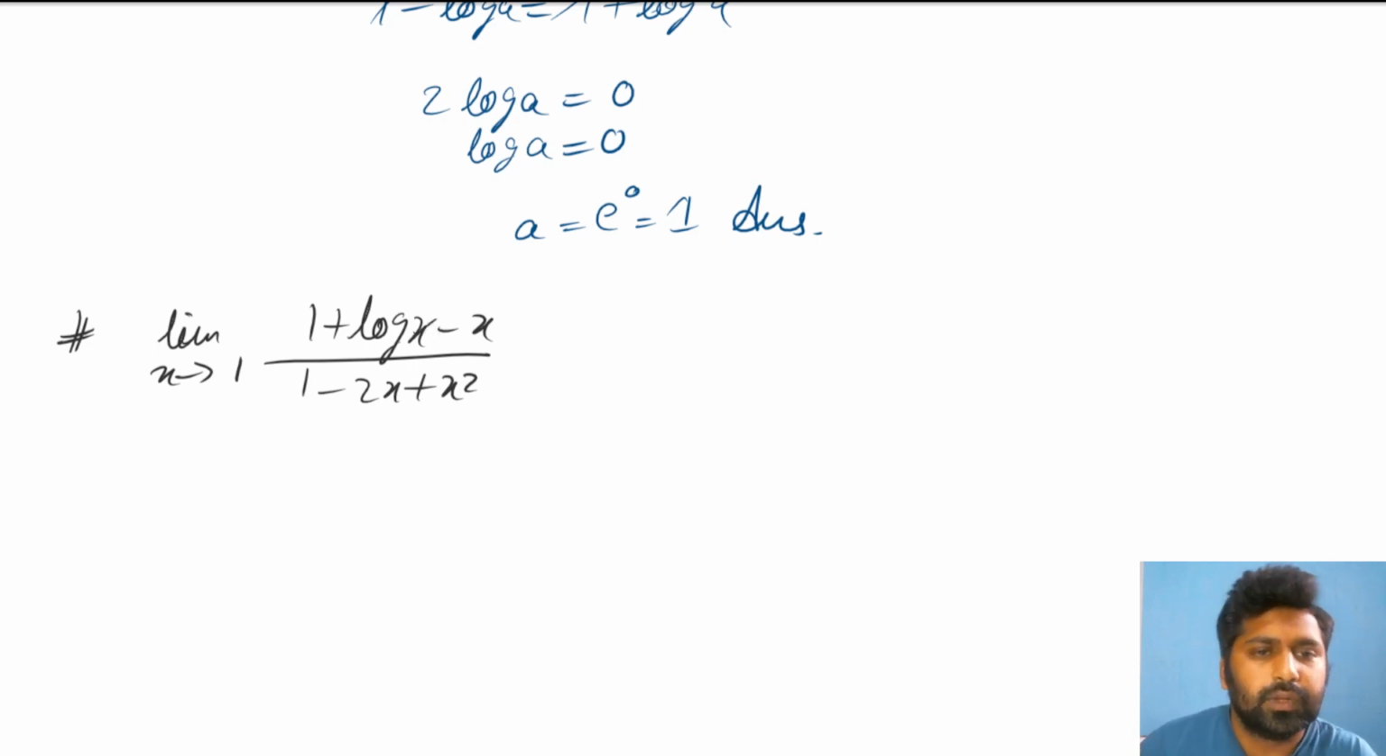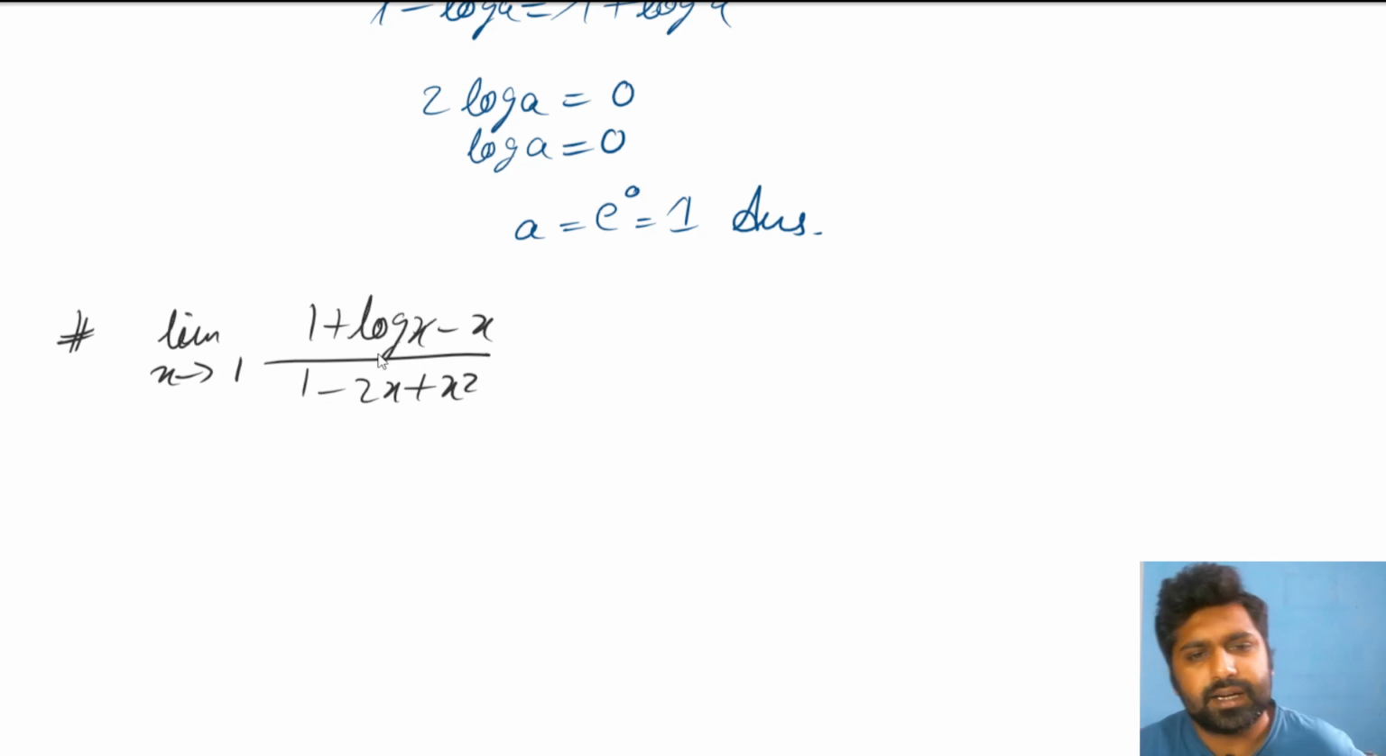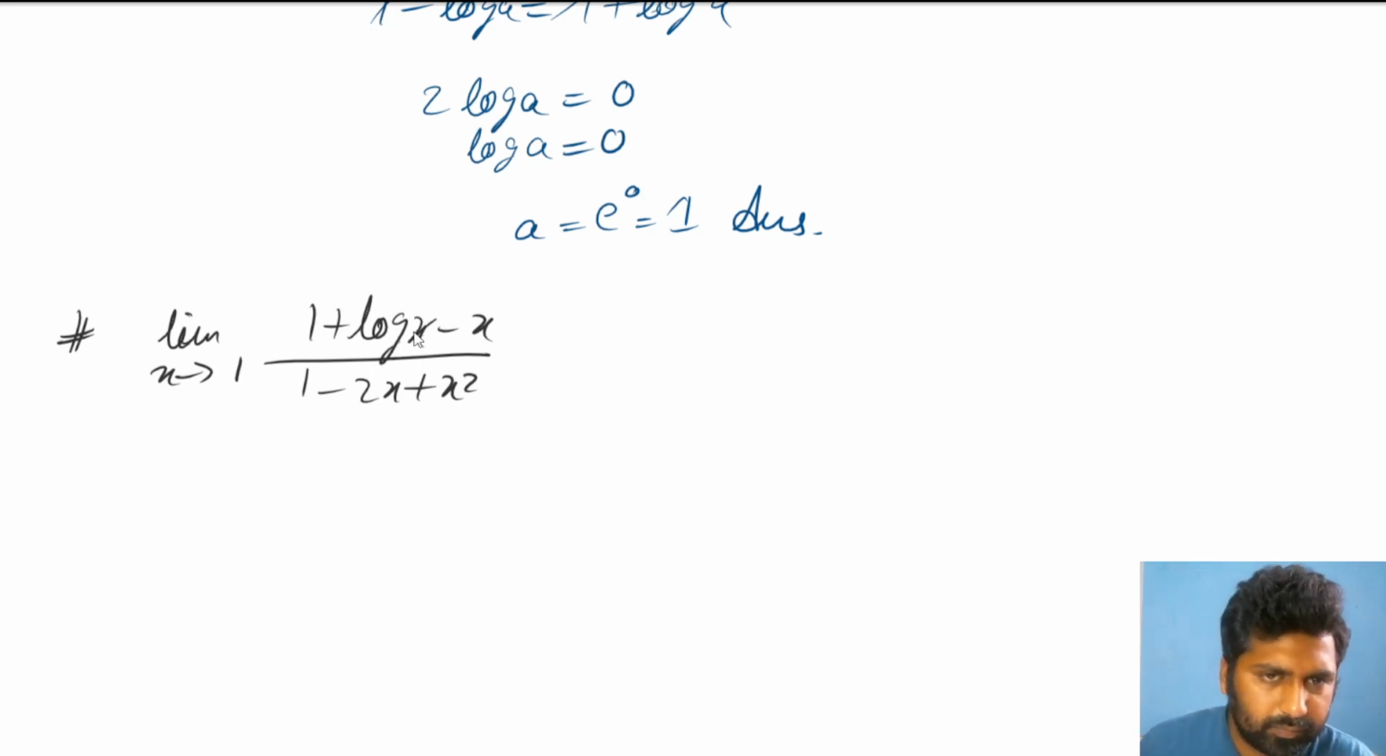Okay. All right. Now if you look at the numerator, 1 plus log x minus x, two different kinds of functions are there. We have to solve the limit. Let's put x directly as 1 and see if direct substitution works or not. Log 1 is 0, so the numerator becomes 0, and the denominator, 1 minus 2 plus 1, is also 0. So it is 0 by 0, and L'Hopital is applicable.